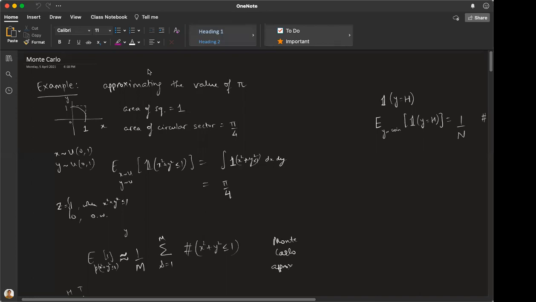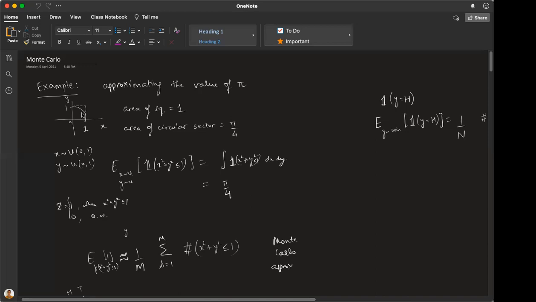Let us say I ask you what the value of pi is. A simple possibility is that you take a uniform random variable which can take values in this square, and you know that whatever values this random variable takes, they will be uniformly spread across the square. So they are approximately covering the area of the square, right?